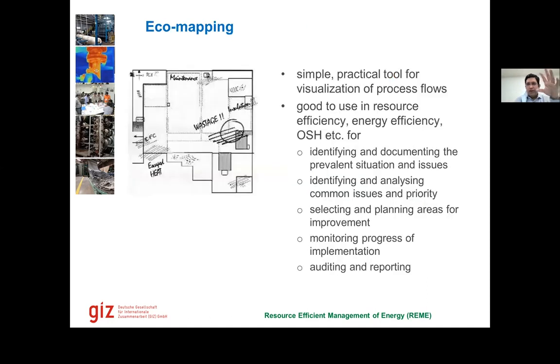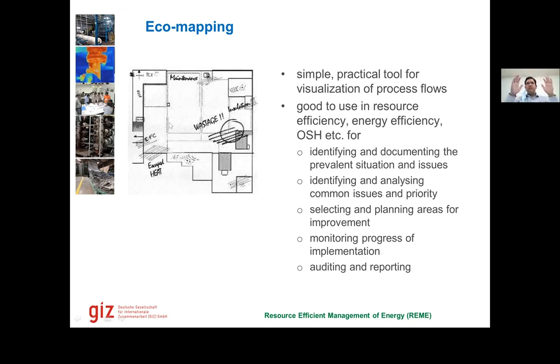So eco mapping is a very simple and practical tool to visualize the process flows. For this, what we need is a layout of the company, and using this layout of the company, we can start identifying on the layout where we saw the wastages. So if you see, for example, in this example that I've shown, there is a map of the company, and there is this written excess heat, it says wastage. So they have marked it with different symbols, and there are different symbols everywhere in this.